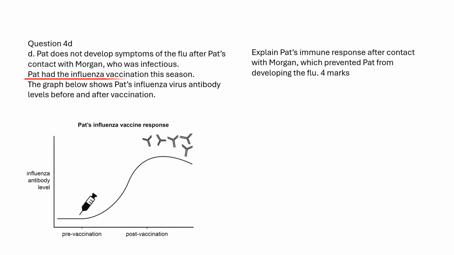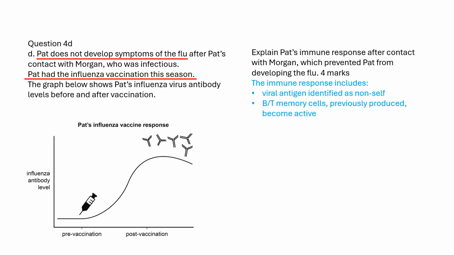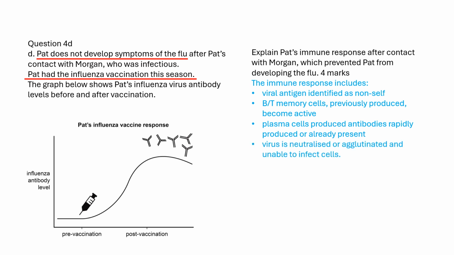Since Pat had influenza vaccination this season, Pat did not develop symptoms of the flu after Pat's contact with Morgan, who was infectious. After contact with Morgan, Pat's immune response: viral antigen identified as non-self. B and T memory cells, previously produced, become active, and plasma cells are produced. Antibodies are rapidly produced or already present. The virus is neutralized or agglutinated and unable to infect cells.